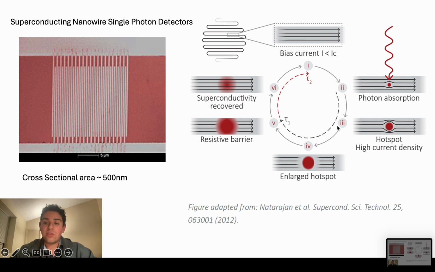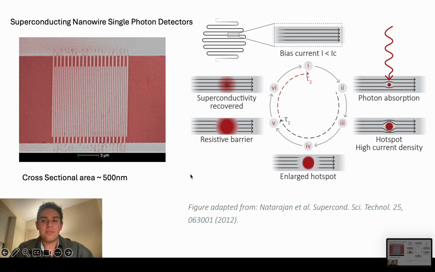And there are two time constants associated with this process. One is how long it takes from photon absorption to the creation of this local resistive barrier. That's going to be some time constant. And then the more important one is the time constant associated with going from a photon detection, where we find the voltage pulse, to returning back to the detection state where we are ready for another photon to be detected.